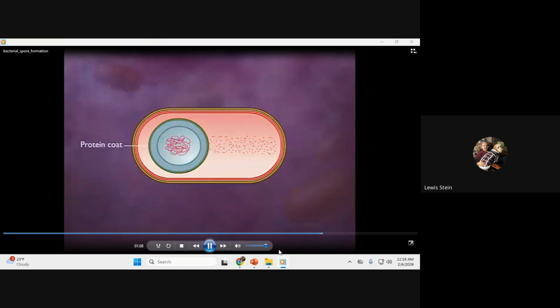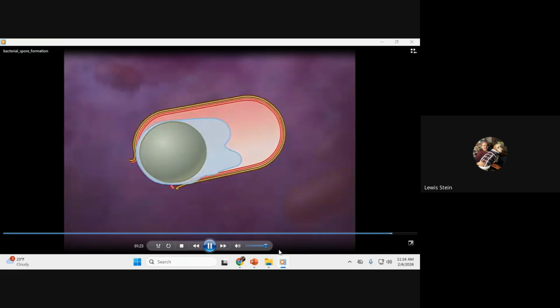A protein coat forms exterior to the cortex, and the spore becomes mature. Some spores form an additional layer called the exosporium. A mature spore is resistant to environmental conditions. Finally, lytic enzymes destroy the mother cell, and the mature spore is released.